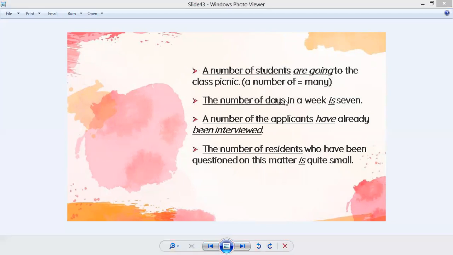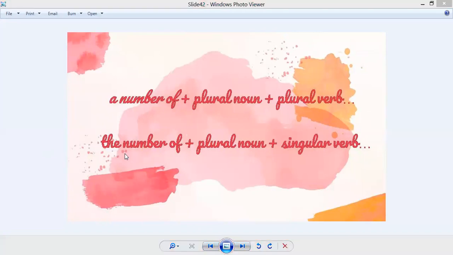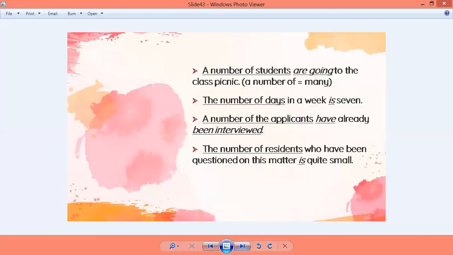The number of days in a week is 7. It starts with what? The number. As per the rule, the number is followed by a plural noun, and then it is always followed by what? A singular verb, and hence the same has happened in the example. Days is plural, but it is followed by a singular verb, so we have used is.